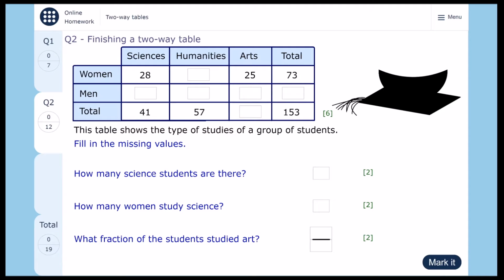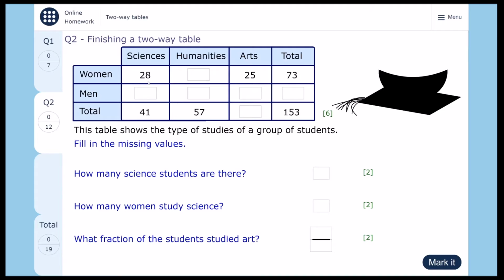You need to be careful when completing a two-way table. Sometimes there's bits of information that you can't complete straight away. In our example, we can't actually find men who did humanities or men who did arts until we have some of the other bits of information completed. Let's have a look at how we could complete this two-way table.